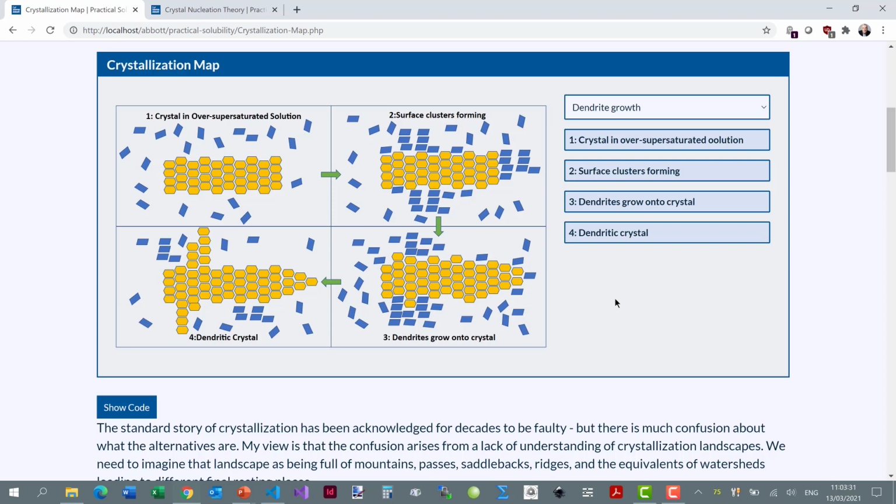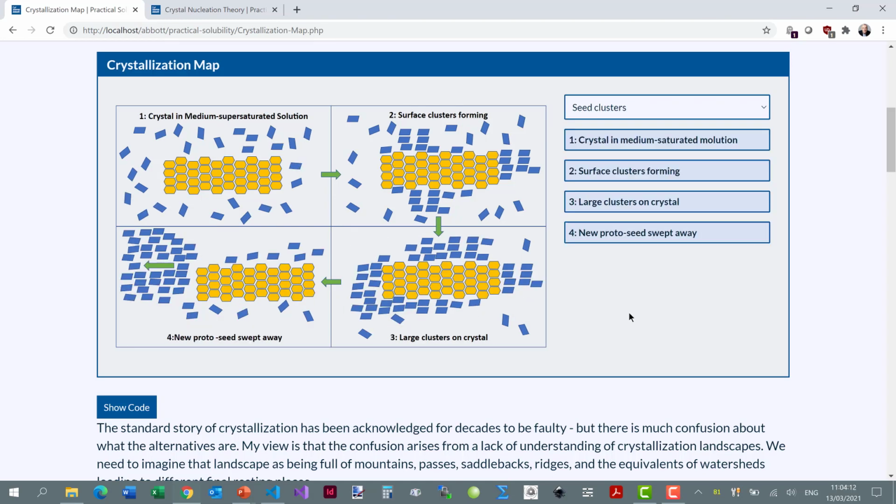If you try to crystallize too fast, you get surface clusters forming, as we've seen before. Then we start getting dendrite growth. We have so many clusters, they're so big, they're so compact, you get these very dendritic crystals with bits sticking out all over the place. They're not the sort of things you want. They can easily bring in impurities, they don't handle very well. So that's when you've gone over the metastable zone width and are crystallizing too fast.